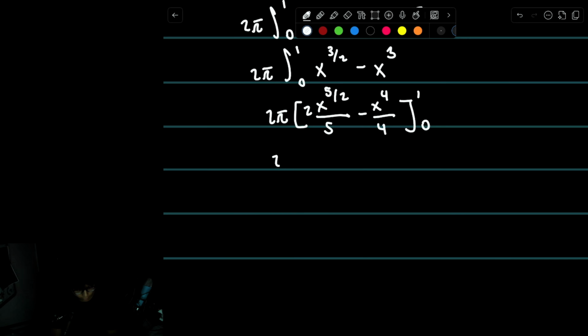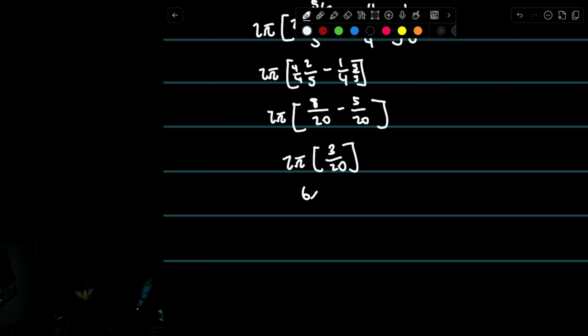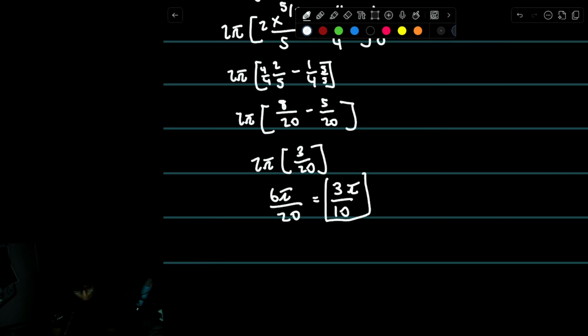And then we find out that our answer is just 2 pi, plug in the 1. And the reason I don't subtract the 0 is because we just know it's 0, so no need to do that. Ends up being 2 over 5 minus 1 over 4. We then find our least common denominator and end up getting 8 over 20, because we multiplied 4 over 4, as well as 5 over 5, minus 5 over 20, which then gets us 2 pi times 3 over 20, which then gets us 6 pi over 20, which then simplifies to 3 over 10 times pi. And we are done.